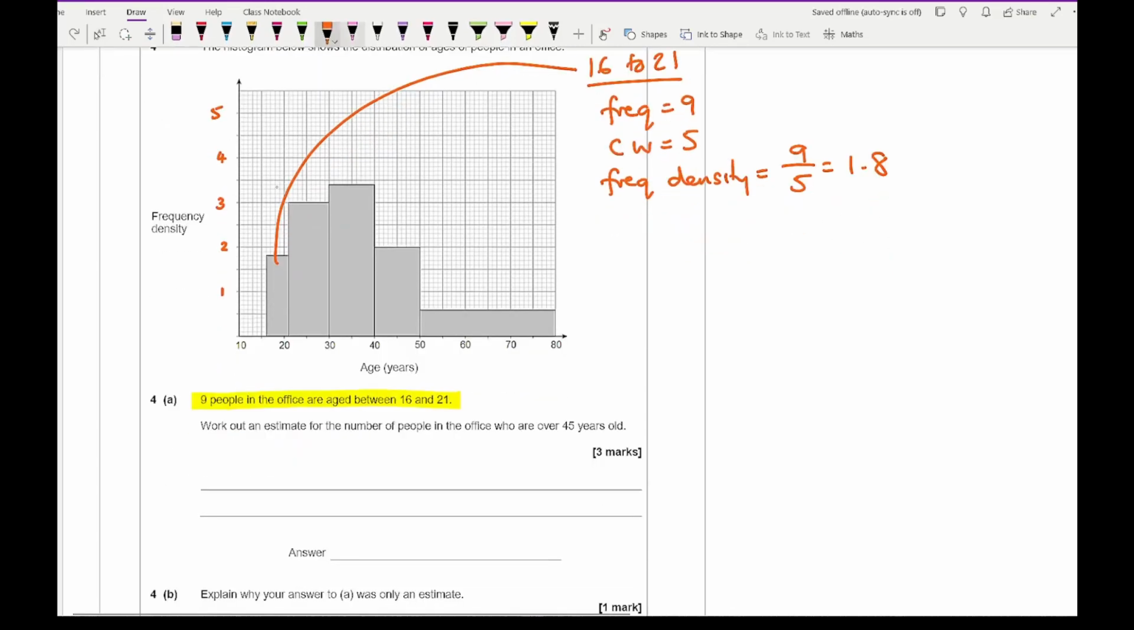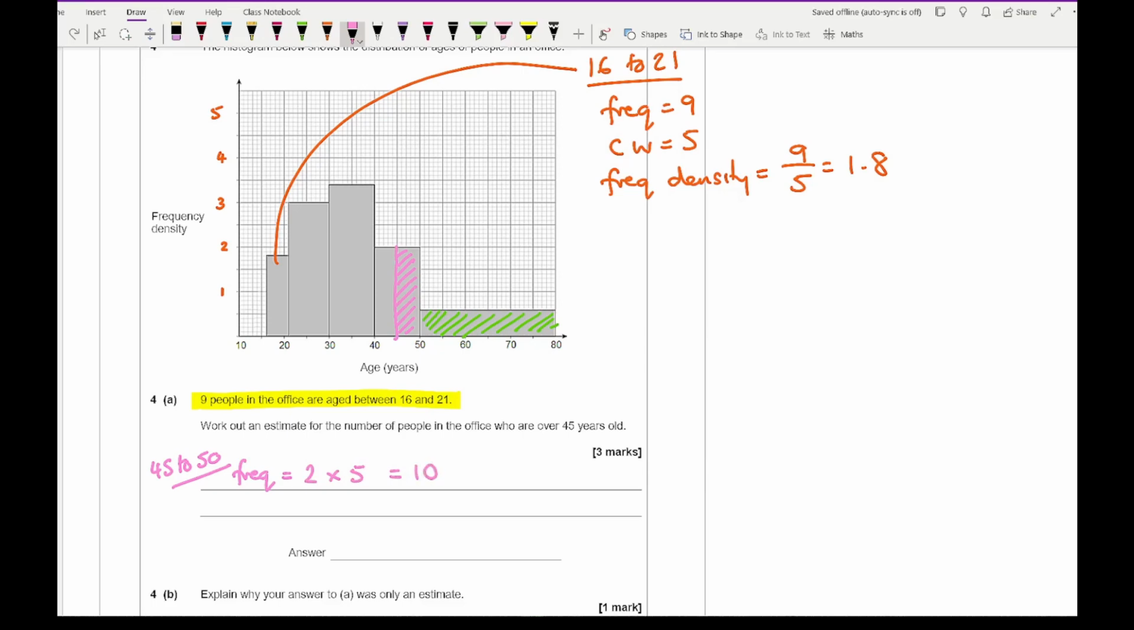Now I'm wanting over 45. Now 45 is here. So what I'm wanting is the area of this pink bar, and then all the area of that last bar. So then color coding this, 45 to 50, the frequency is going to be equal to the frequency density, which I make out to be 2. So it's going to be 2 times the width, which is 5.